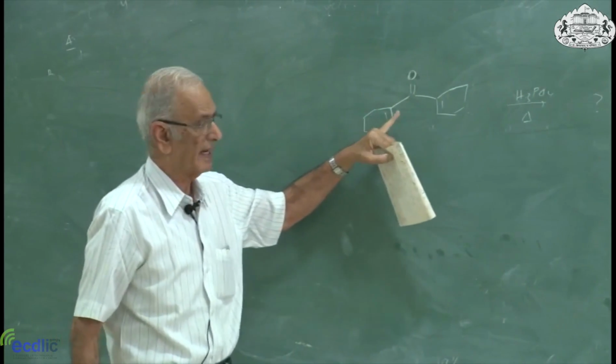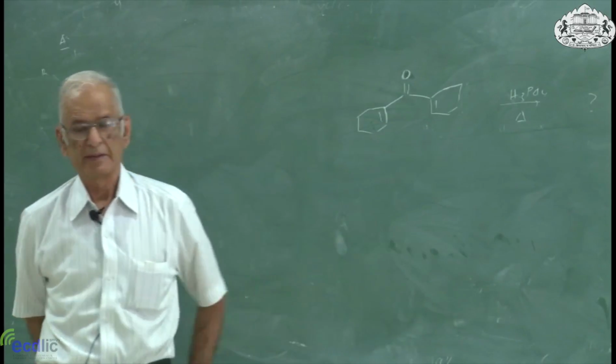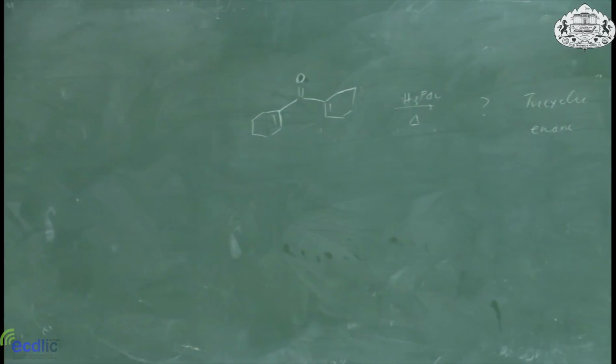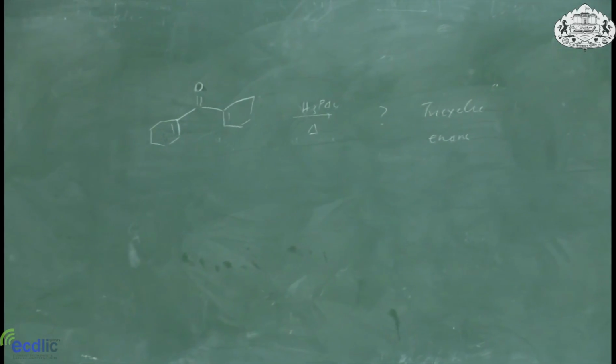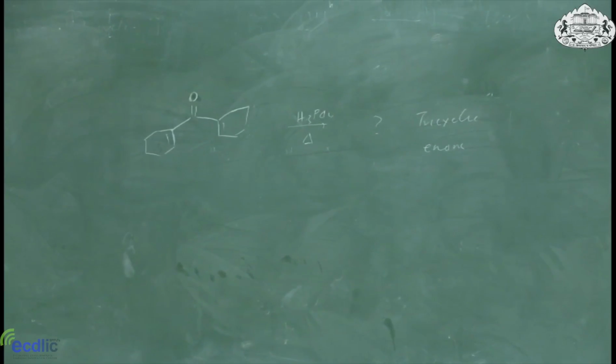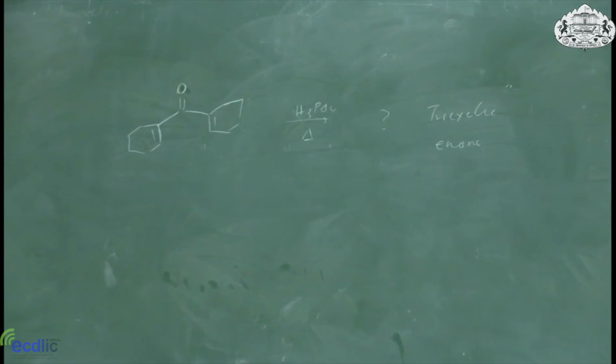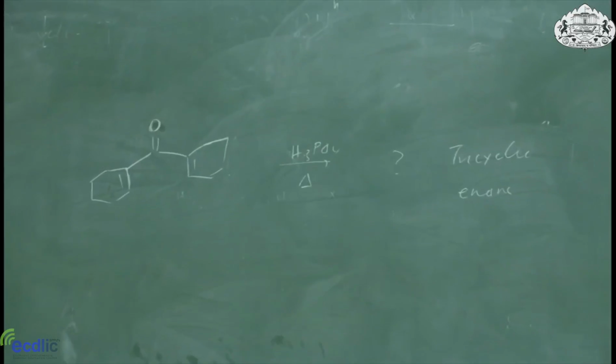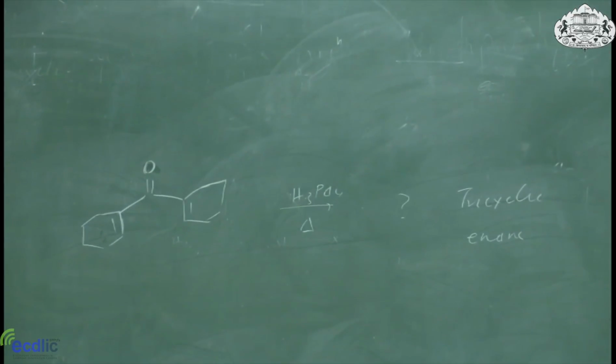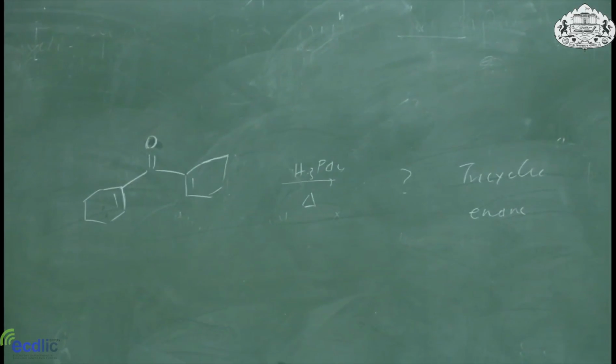I start with a bicyclic compound with 3 pi bonds. 2 are carbon-carbon double bonds, 1 is a carbon-oxygen double bond. In my product, I get a tricyclic compound, and there is 1 carbon-carbon double bond and 1 carbon-oxygen double bond. So, I am going from n pi to n minus 1 pi. So, this is an electrocyclic ring forming reaction.